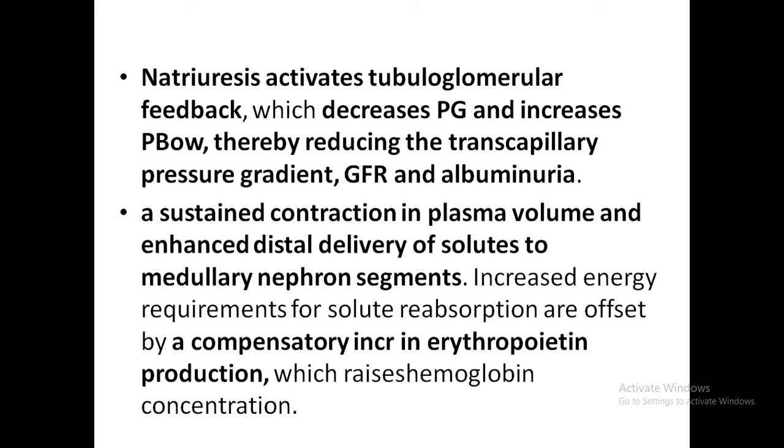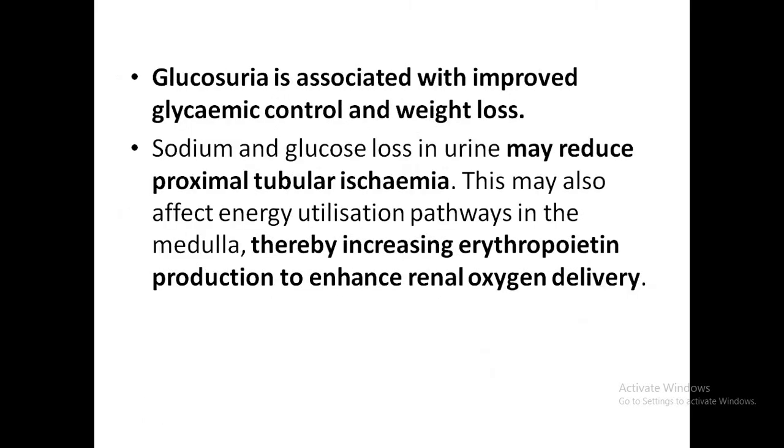The increased energy requirements for solute reabsorption are offset by a compensatory increase in erythropoietin production when you use the SGLT2 inhibitors, and hence it will raise the hemoglobin concentration. Again, glucosuria is associated with improved glycemic control and weight loss, and the loss of glucose and sodium in urine will reduce the proximal tubular ischemia. Again, it will affect the energy utilization and it will increase the erythropoietin production to enhance renal oxygen delivery, which happens with SGLT2 inhibitors.